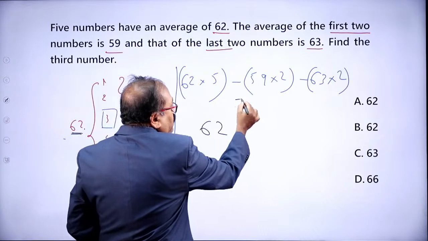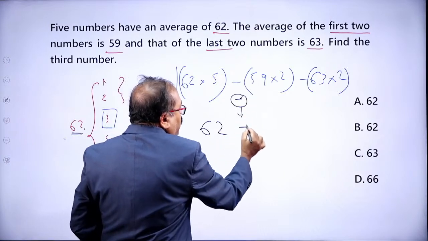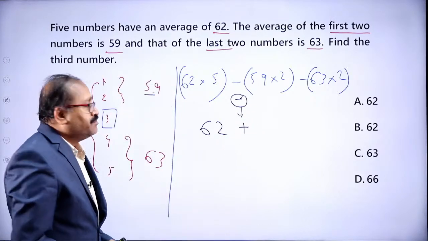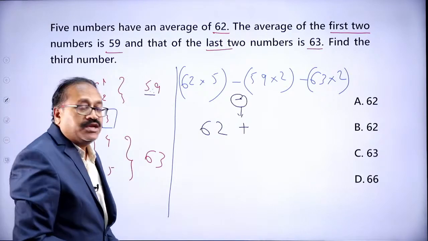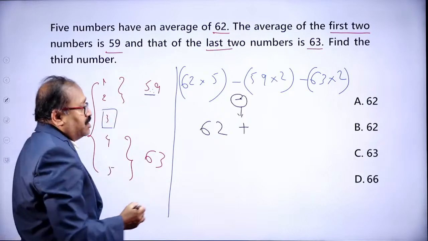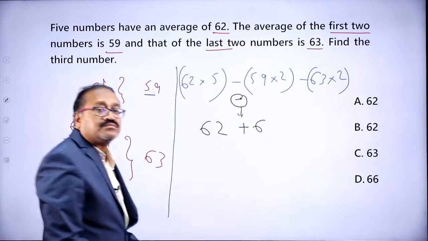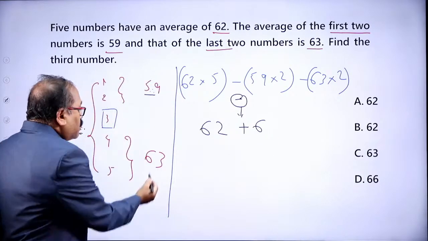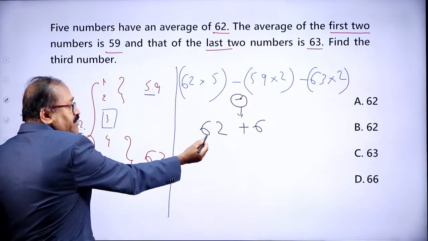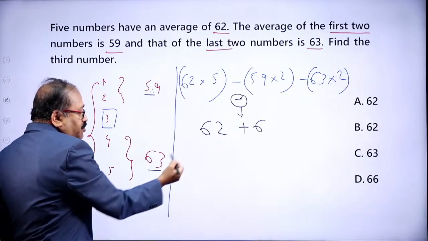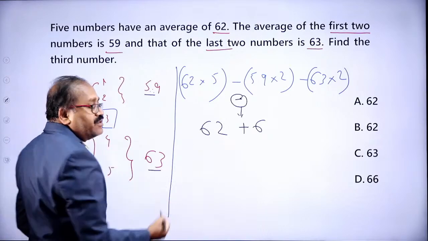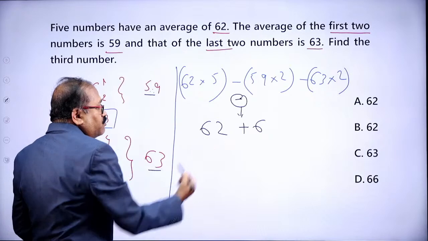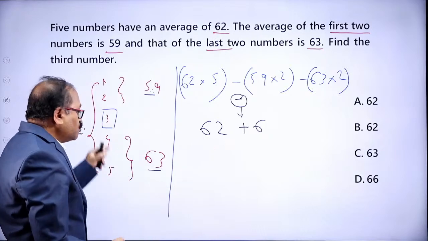And I can see that this is less than the overall average. So if this is less, then here it should be added. How much will I add? That is the difference, the average difference is 3. And how many numbers? 2 numbers. So 3 into 2, 6. Okay. Now come to this average. So overall average is 62 and this average is 63. That means this average is more than the overall average. How much more? That is 1 more. For how many numbers? 2 numbers.